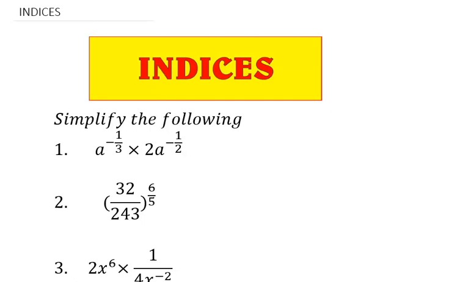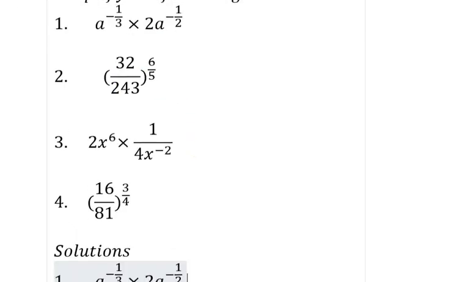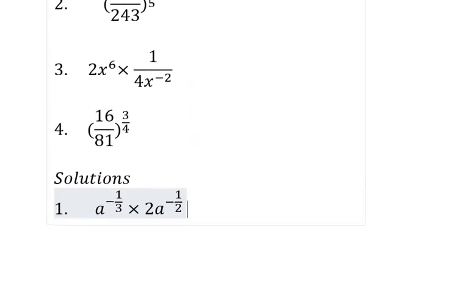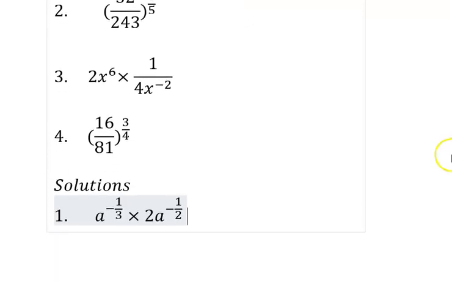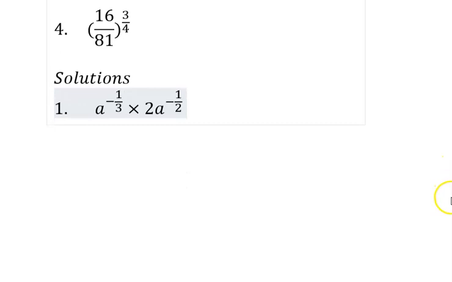As you can see on the screen, we have some questions. Simplify the following. So let's dive straight into solving the question. Question number 1. This is what we have here: a raised to power 1 over 3 times 2a raised to power minus 1 over 2. That's what we have here. So let's dive straight into it.